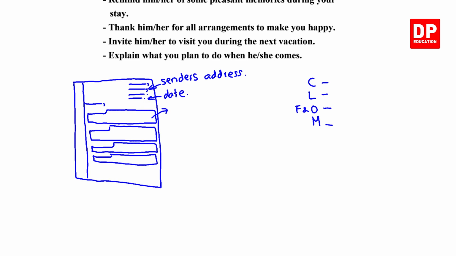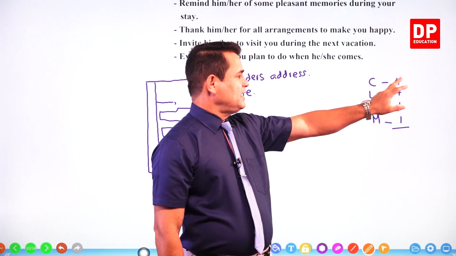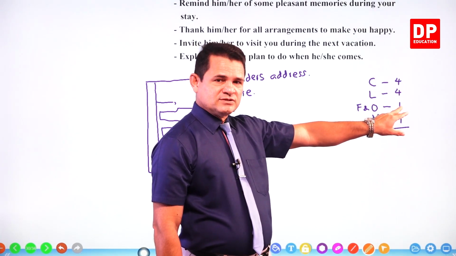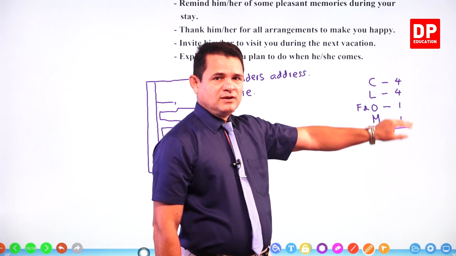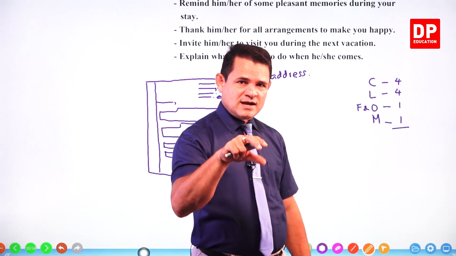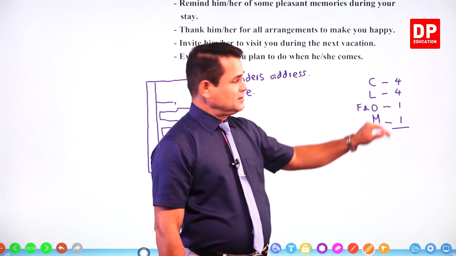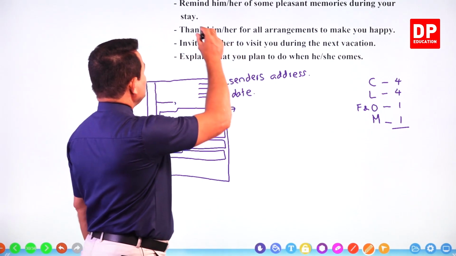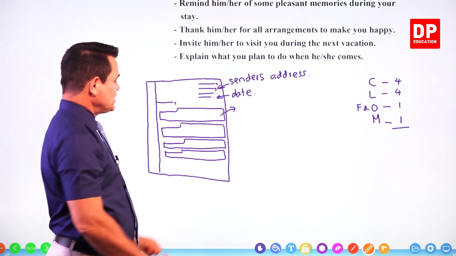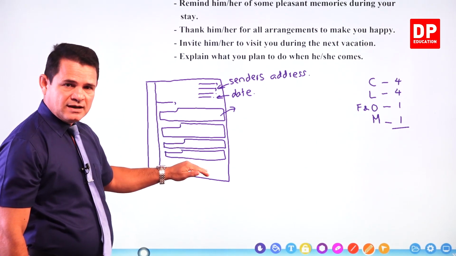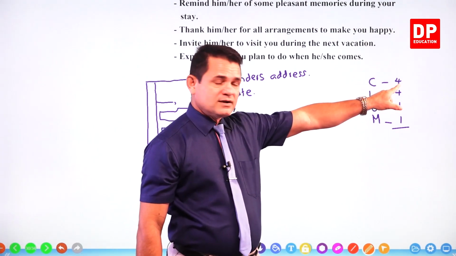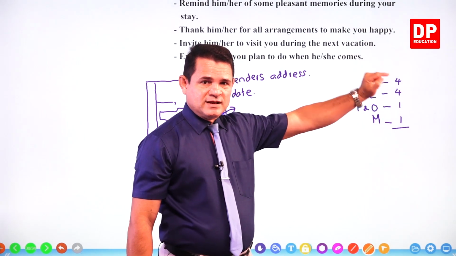Content 4 marks, language 4, format and organization 1, or in this way: content 3, language 4, format and organization 2, mechanics of writing 1. Somehow, they don't give the 10 marks directly; it is broken down. What is content? Content means that if all the points you were asked to include in this letter are written in the body of the letter, you get the full mark for the content.